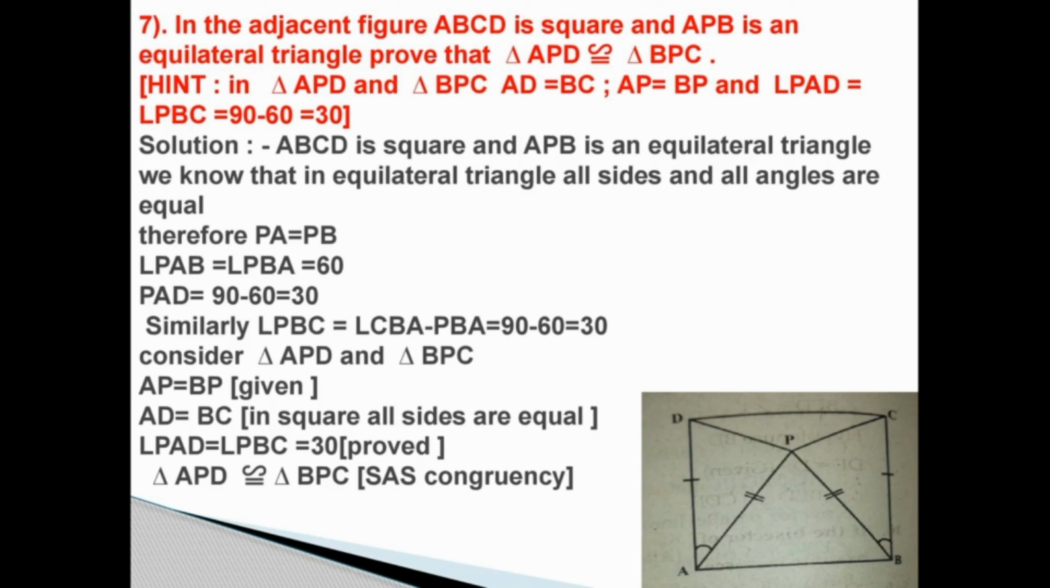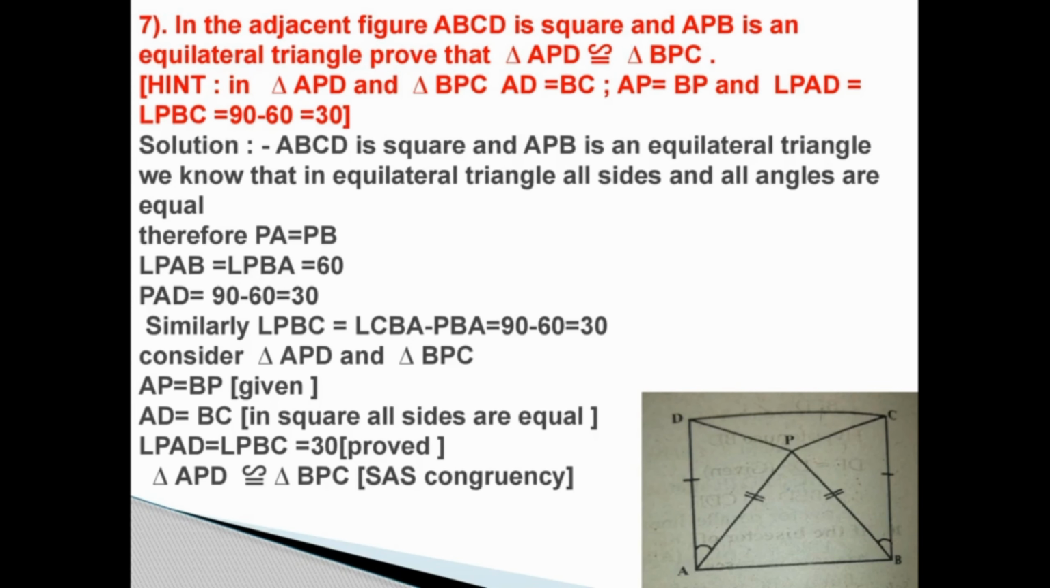Solution. ABCD is a square and APB is an equilateral triangle. We know that in an equilateral triangle all sides and all angles are equal. Therefore, PA is equal to PB, angle PAB is equal to angle PBA is equal to 60. That is, angle PAD is equal to 90 minus 60, that is equal to 30.